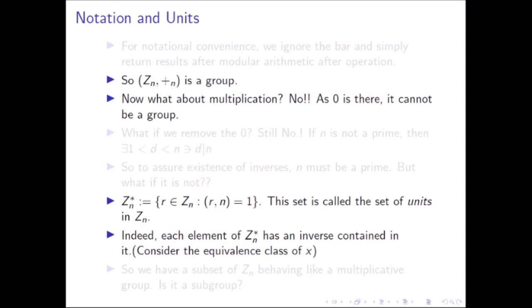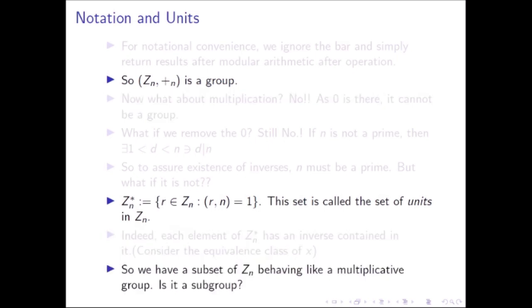Indeed, each element in Zn star has its inverse in Zn star as well, because (r, n) is 1, and if rx is 1 mod n, then (x, n) is also 1. We consider the equivalence classes and we can prove this rigorously. So this subset behaves as a multiplicative group indeed. Try to prove it once. We'll come back to it later on.